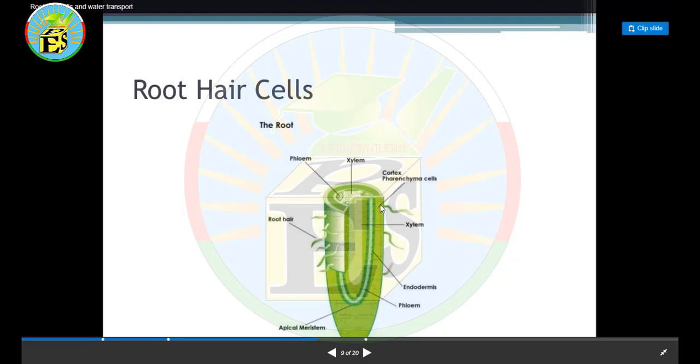This is the cortex parenchyma. Again here this is xylem, and this green part, this lining, is phloem, and this whitish part here is xylem. These are the root hairs. This is the apical meristem. So these are the parts of the root hair.